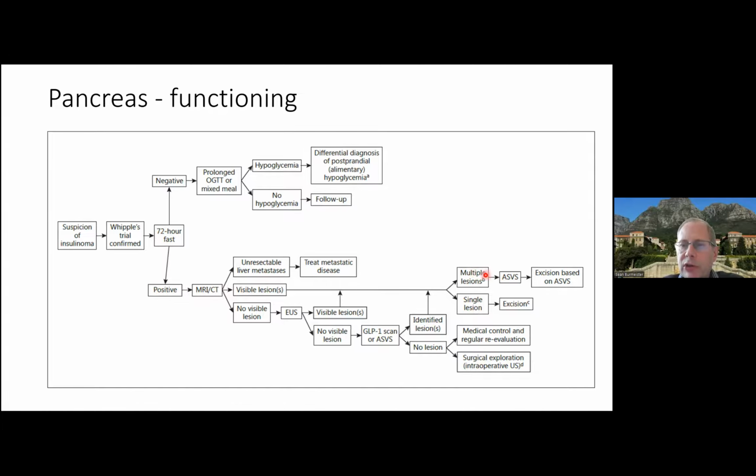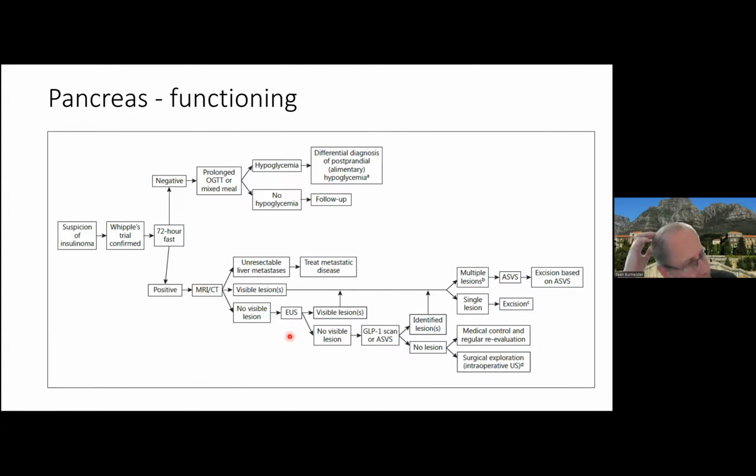If there are multiple lesions, then you may need to decide which is the dominant lesion, and that can be established by performing arterial sampling, a venous sampling with arterial stimulation using calcium. I think in this setting of multiple lesions, endoscopic ultrasound is worthwhile to consider.